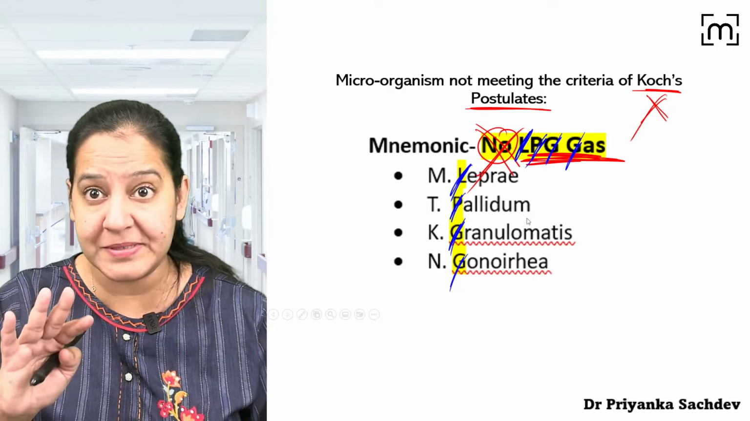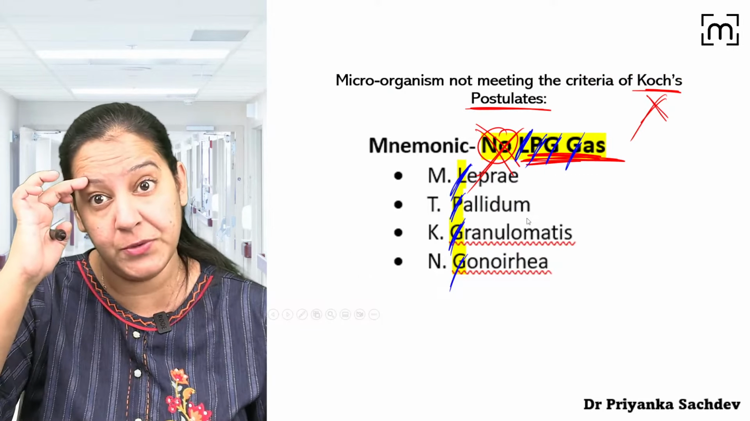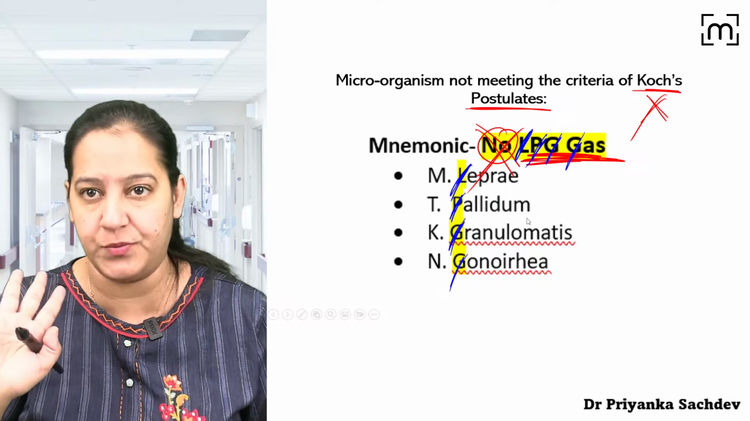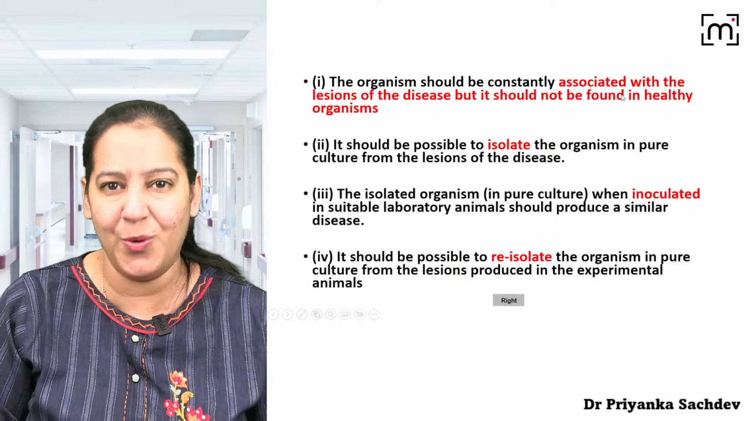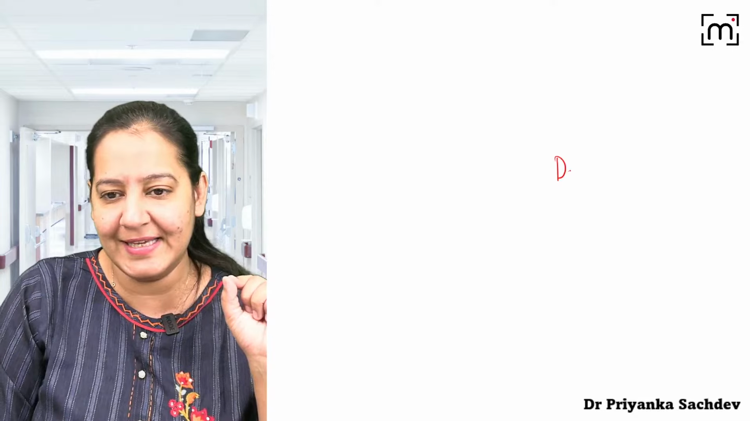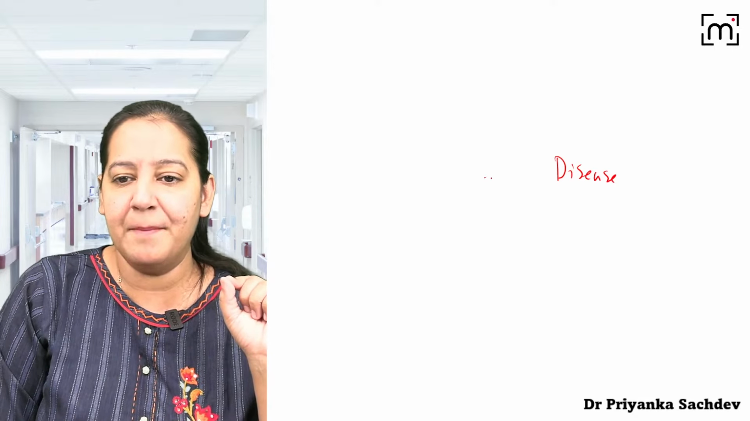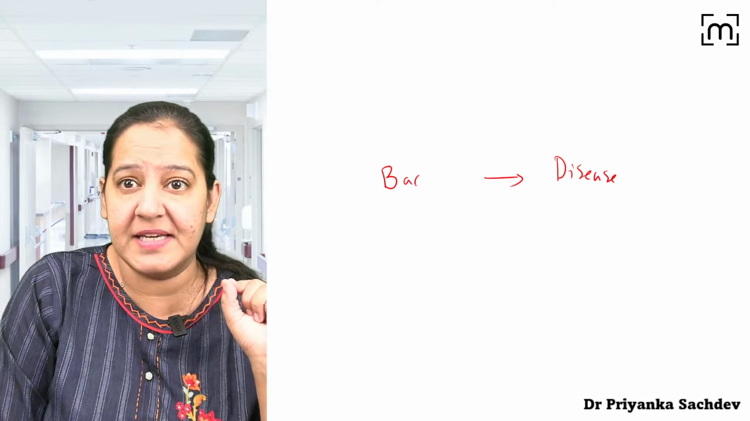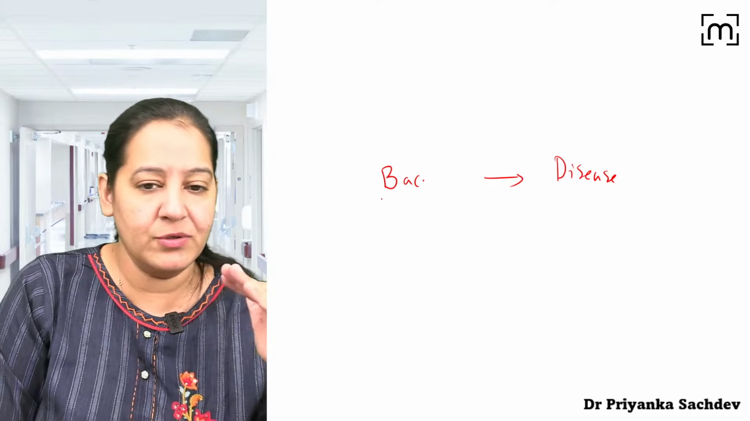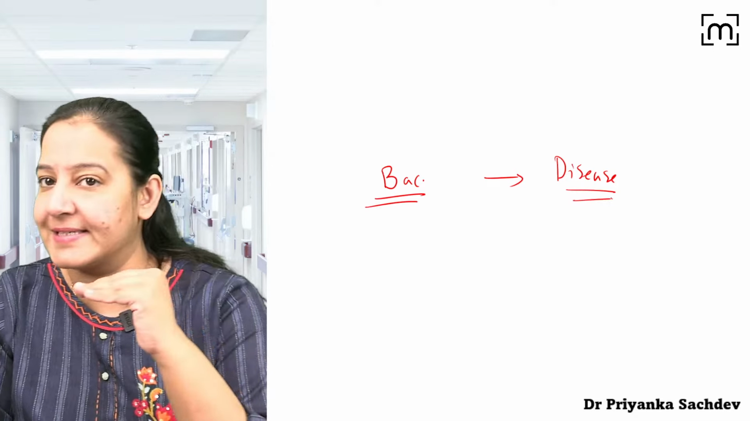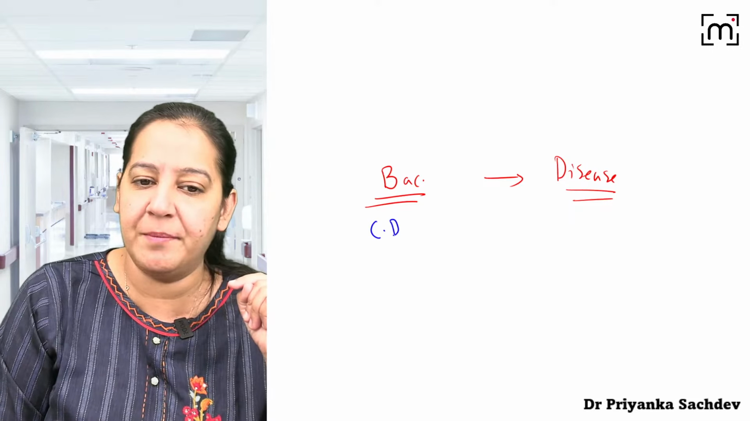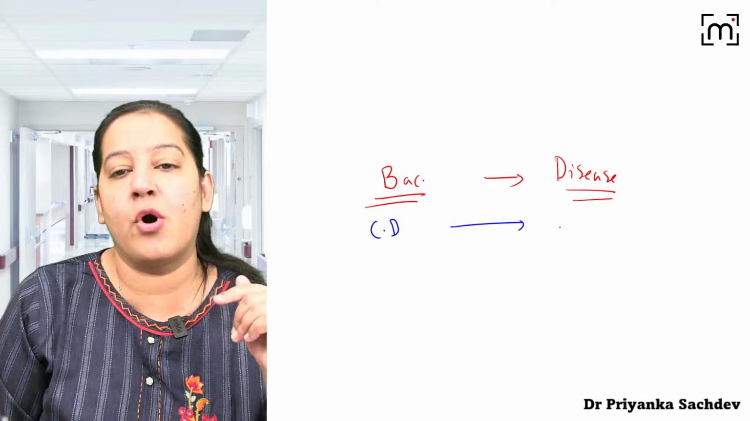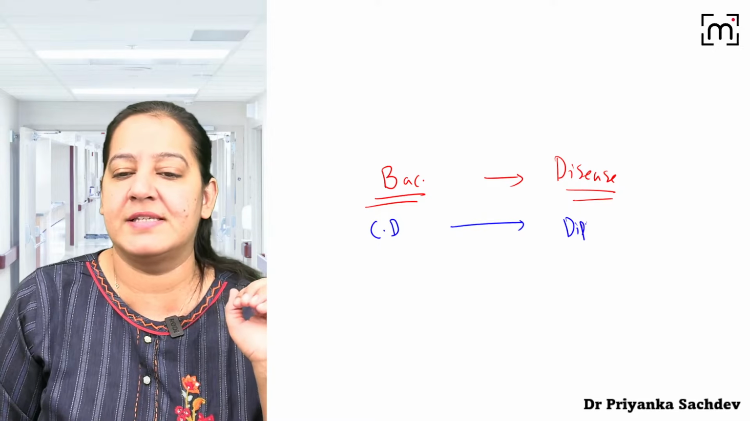Now, I will show you an MCQ asked in PYQs of FMG based on this mnemonic. Don't worry. But before that, you must know what Koch's postulates are. We know that for any infectious disease, there is a bacteria which causes that disease. So this is the cause and this is the disease. For example, Corynebacterium diphtheriae is a bacteria which causes a disease, the name of the disease is diphtheria.